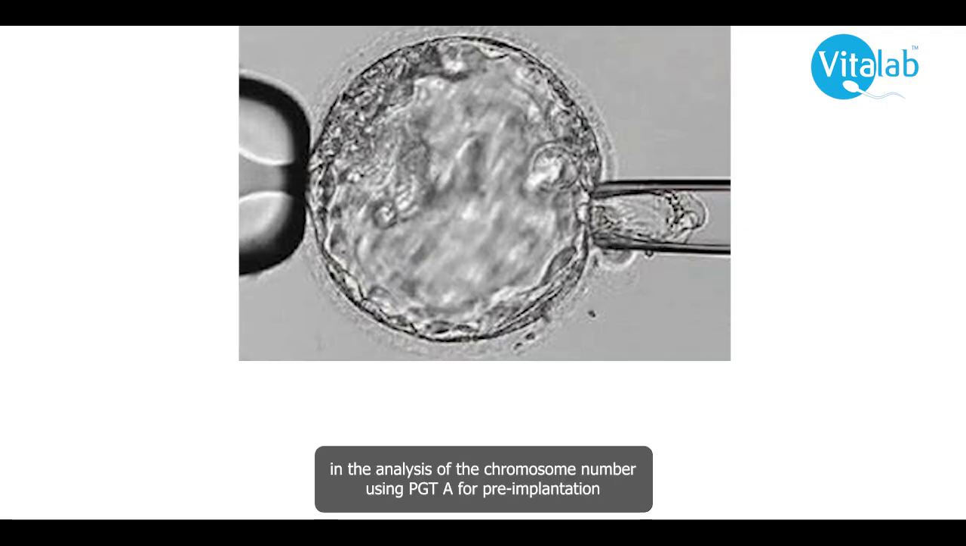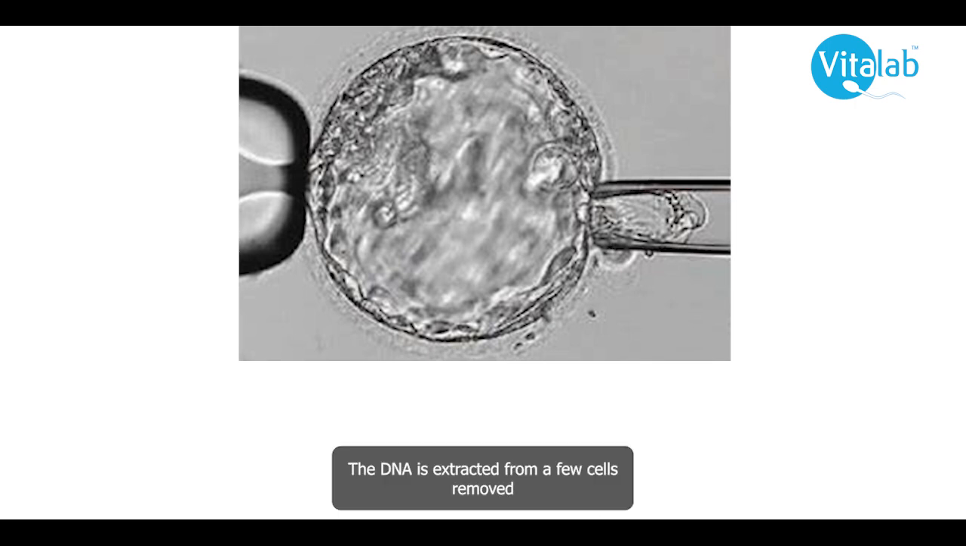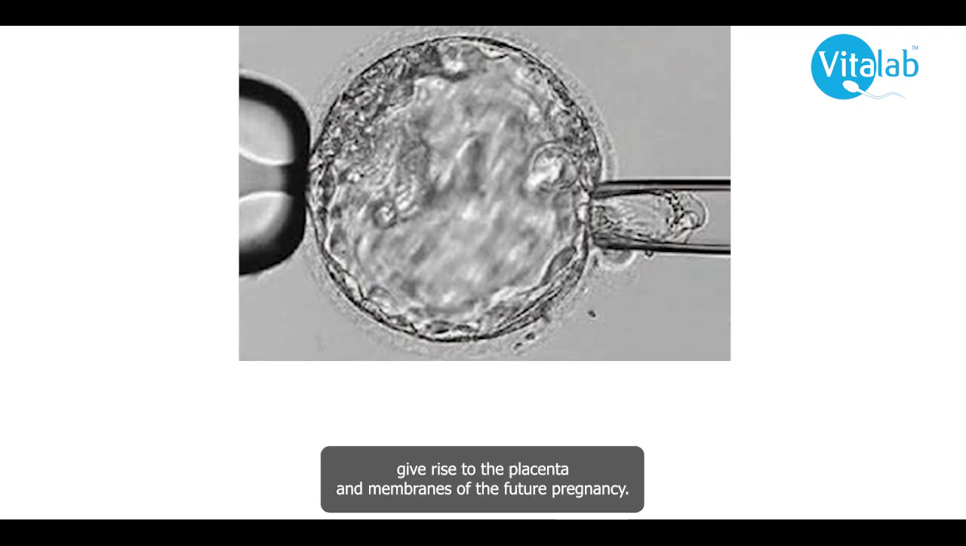In the analysis of the chromosome number using PGT-A, pre-implantation genetic testing for aneuploidy, the DNA is extracted from a few cells removed from the outer layer of the embryo, a trophectoderm (TE) biopsy. The trophectoderm cells give rise to the placenta and membranes of the future pregnancy. The inner cell mass, ICM, gives rise to the fetus/baby in the future pregnancy.